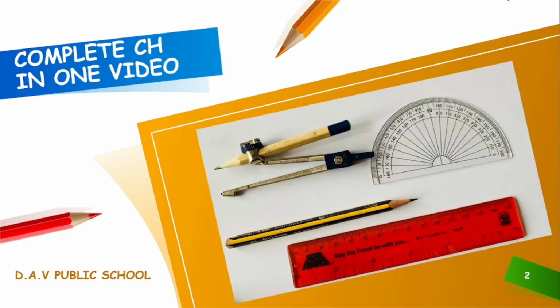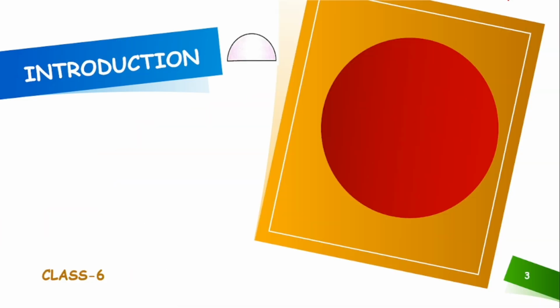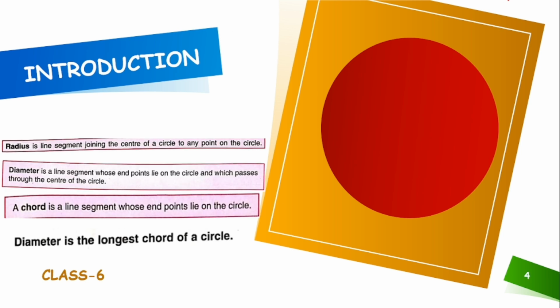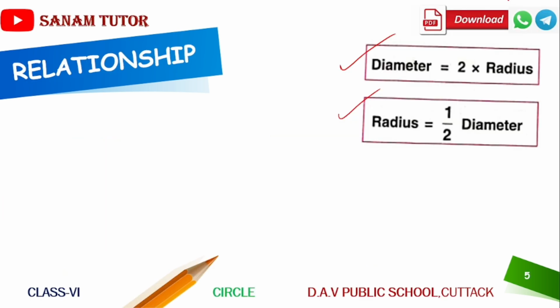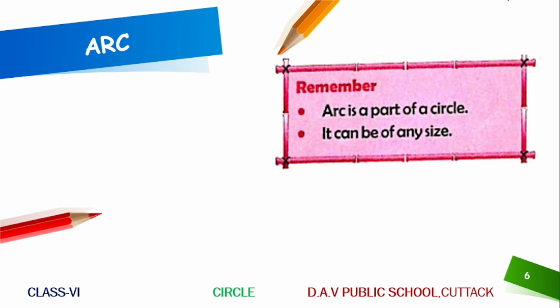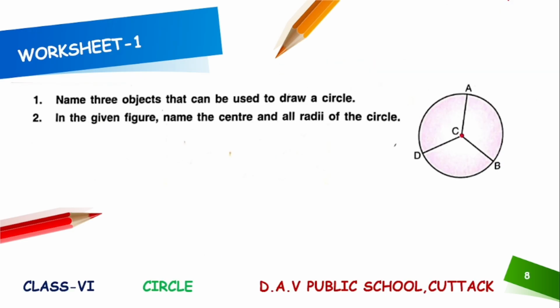Here we only focus on the worksheet, how to solve it. We already know the introduction of the circle, radius, diameter and the relation between radius and diameter. So now directly coming to worksheet 1. First question: name 3 objects that can be used to draw the circle.